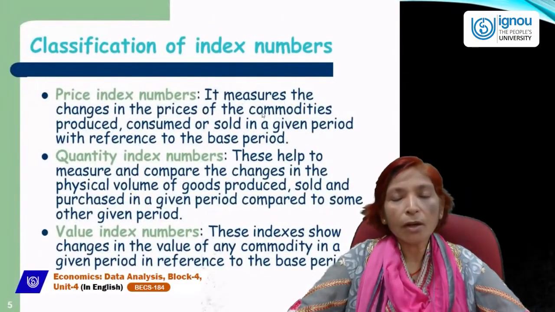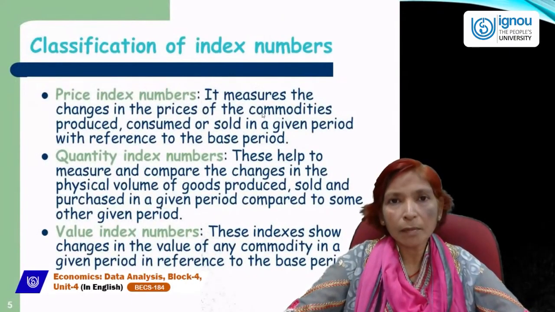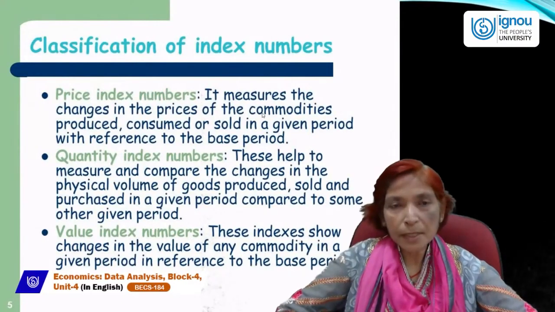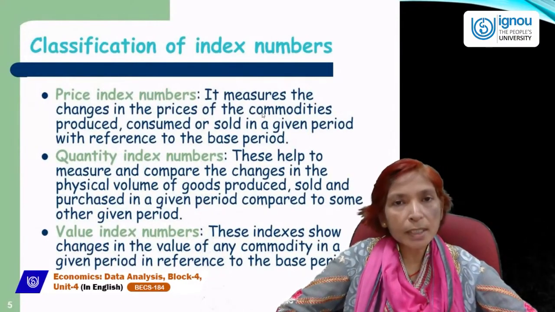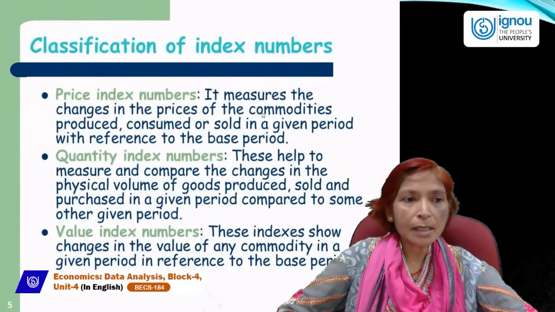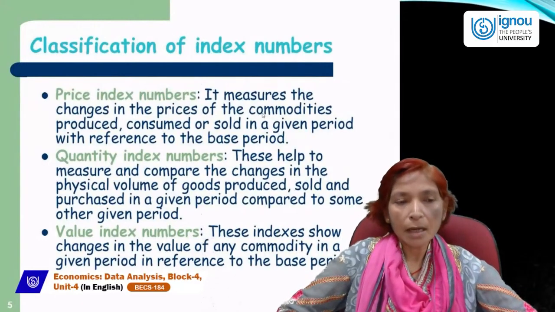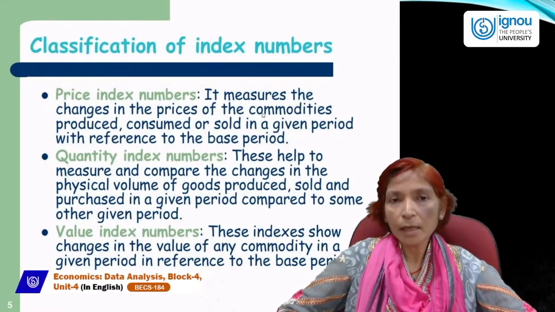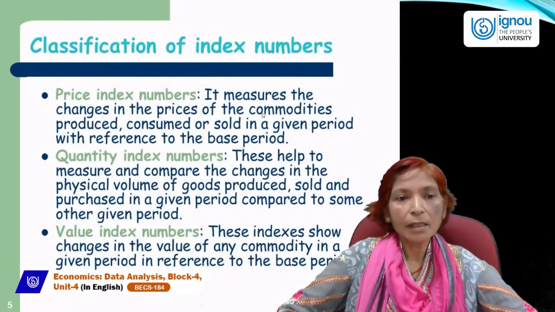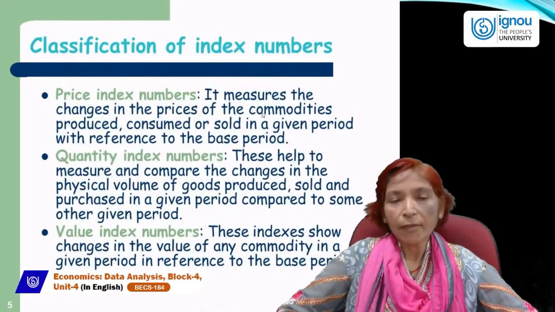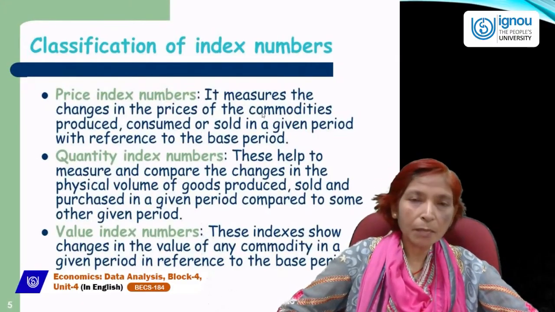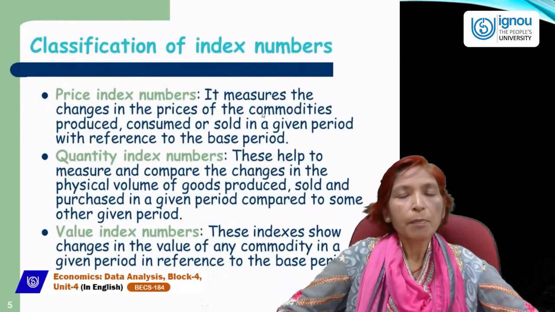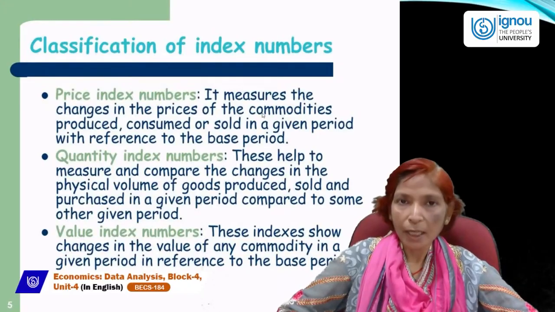Next is the classification of index number. You know that index number has two types: simple index number and composite index number. But here we are discussing three types of index number. One is price index number, second is quantity index number, third is value index number. These three things we have defined in the definition of index number, because index number shows the relative change in price, quantity, or value, or any other thing.